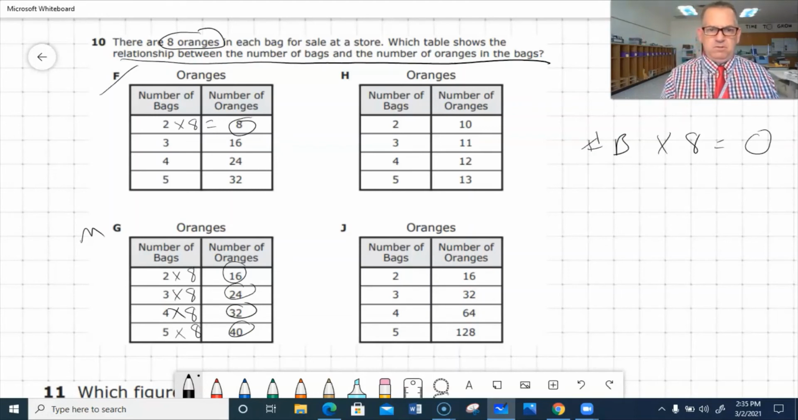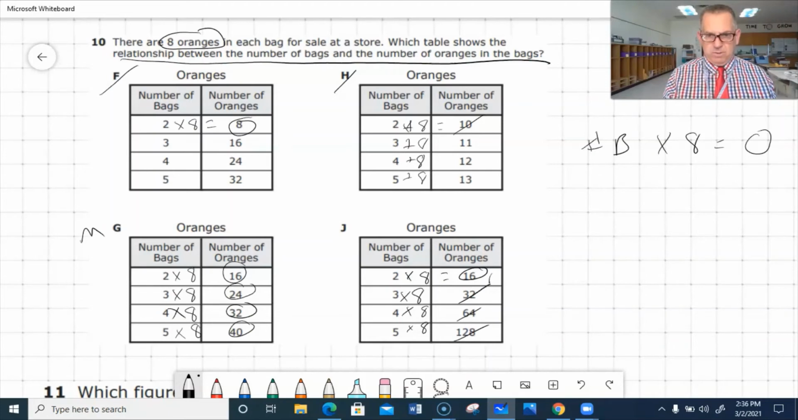On answer choice H, 2 times 8 does not equal 10. Looks like the relationship on this one is plus 8. So 3 plus 8, 4 plus 8, and 5 plus 8. So we're not using answer choice H. That would not be correct. And then the last one, J. 2 times 8 equals 16. That works. Then we have to check all the data though. 3 times 8 does not equal 32. And 4 times 8 does not equal 64. And 5 times 8 does not equal 128.